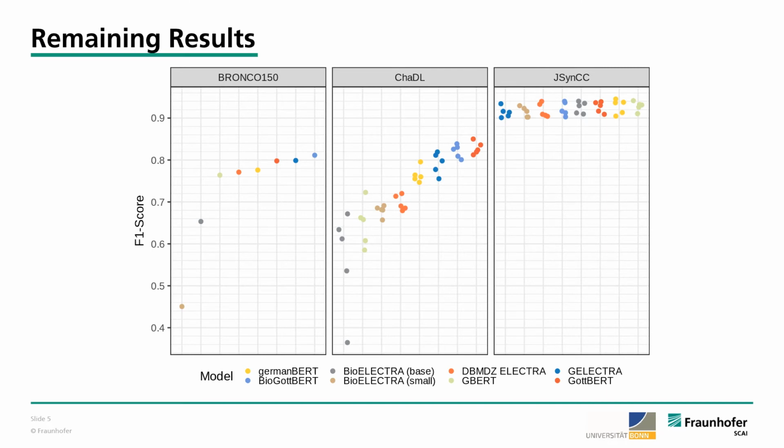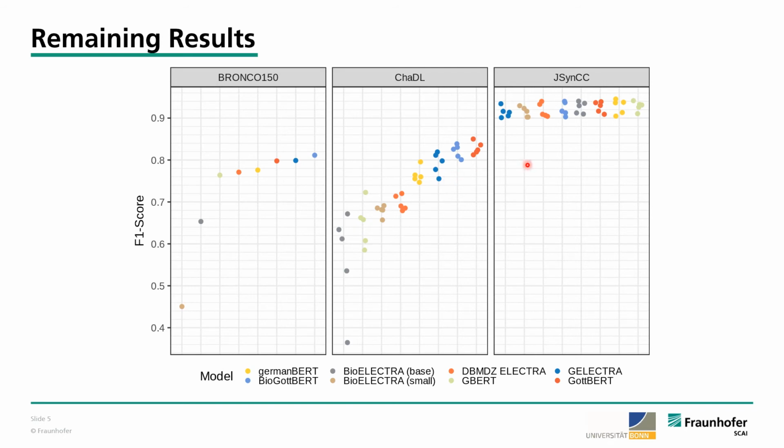This figure shows the results for the remaining datasets. We found notable differences for the BRONCO and Shadow datasets. In both cases, the BioElectra models did not match the performance of the best non-specific models. The BioGottBERT, on the other hand, achieved better results than the GottBERT model on the BRONCO dataset. For Shadow, this was the other way around. Here, GottBERT achieved slightly higher performances than BioGottBERT. Overall, G-Electra, GottBERT, and BioGottBERT were the top-performing models in these 2 tasks.